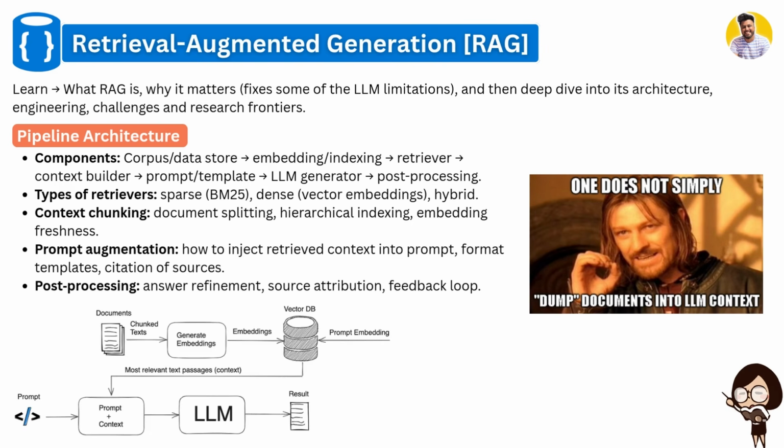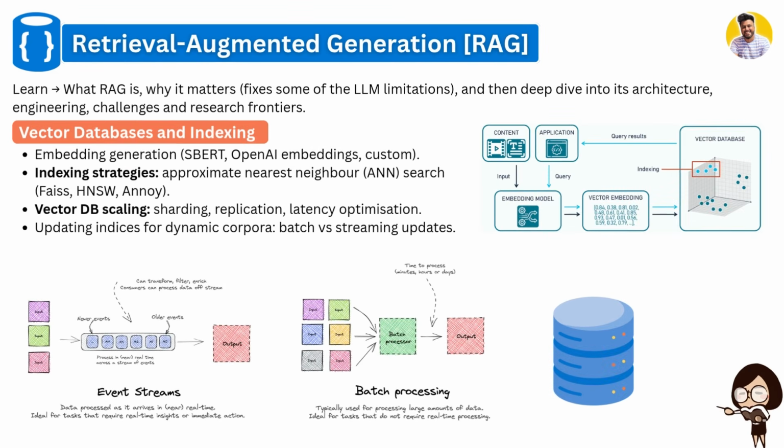with the proper resource citations as well. Okay, and then learn about vector databases and indexing techniques, in which learn about embedding generation by using BERT embeddings, OpenAI embeddings, or Gemini embeddings as well, and then learn about indexing techniques such as approximate nearest neighbor, FAISS, HNSW, Annoy, along with vector DB scaling techniques such as sharding, replication, and then latency optimization techniques as well. Also learn about how you can update the indices for dynamic data in batch or streaming services as well.